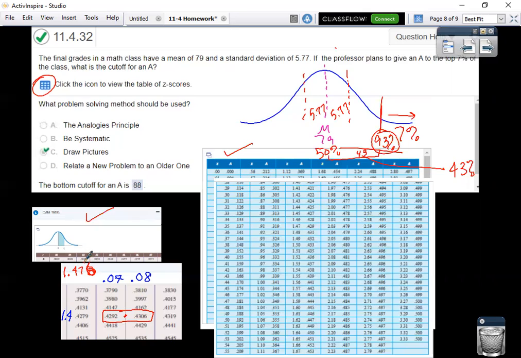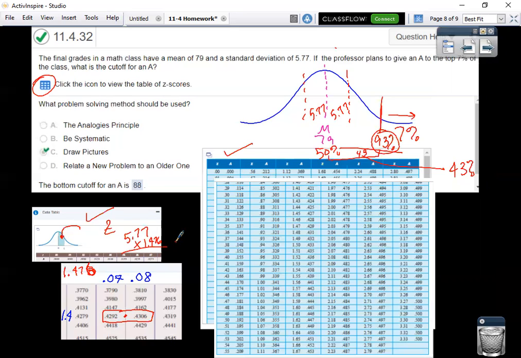And remember, that's how many standard deviations. The z-score, they're showing that as the shaded area here. The z-score is how many standard deviations you are above the mean. And then remember, the one standard deviation was 5.77. So if I take that times this 1.476, that's how many points I would need to go above the mean. So 5.77, and then multiply it by that.